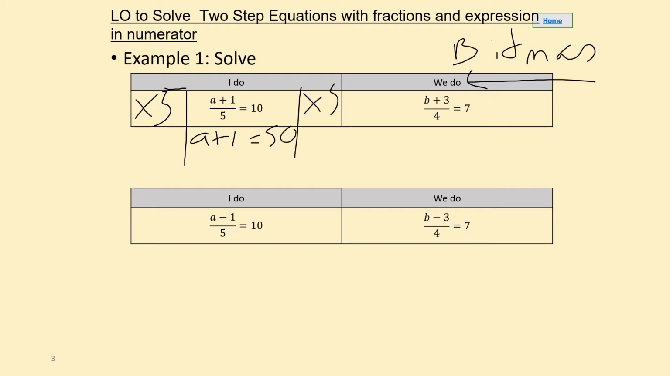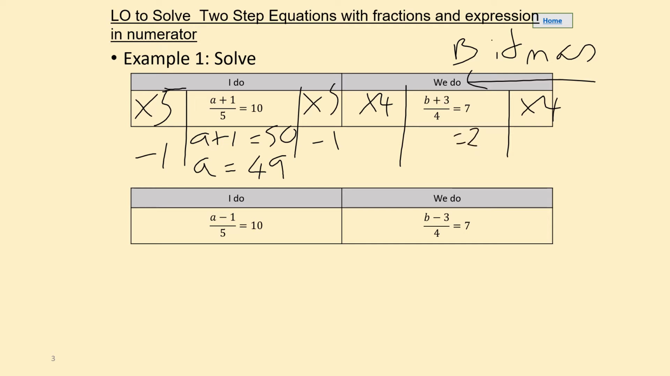Now we can have a go at that. If it's adding 1, we're going to subtract 1 from both sides. So a equals 50 minus 1 is 49. Again, we want to follow BIDMAS backwards, but we can't get to the addition and subtraction because it's being blocked by the divide by 4. So what do we do? Yep, multiply by 4 on both sides.